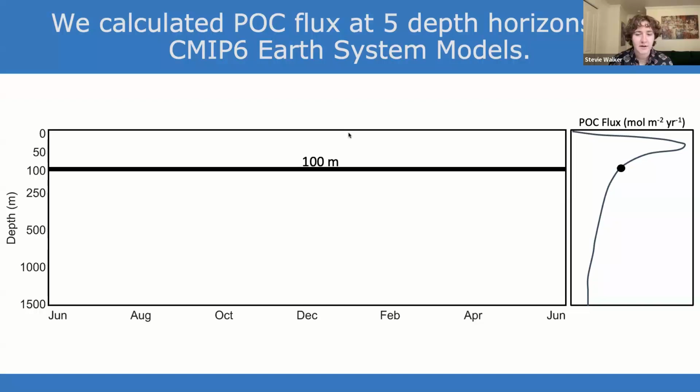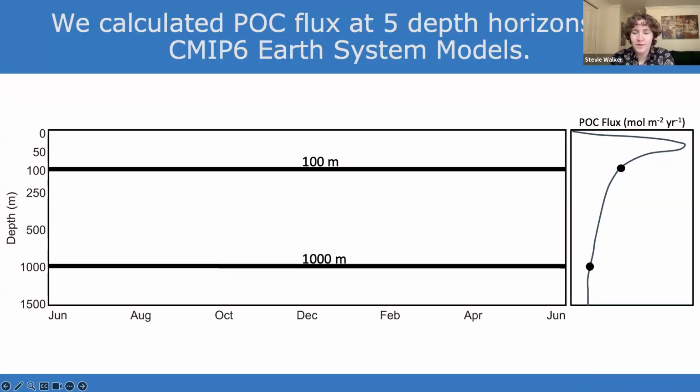So here I'm going to walk through a schematic of each of the depth horizons that we looked at. This is meant to represent a hypothetical seasonal profile in the North Atlantic. And over here, we have a hypothetical depth profile of POC flux. So you can see how it attenuates at depth, with the dot being what the POC flux is at each depth horizon.